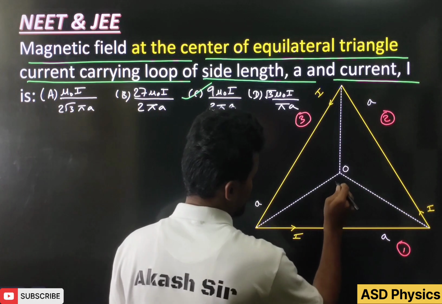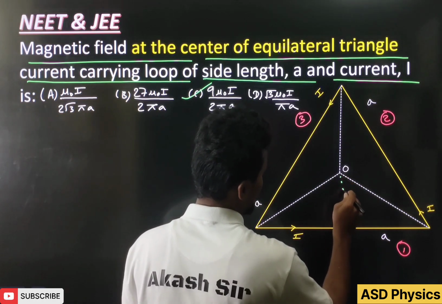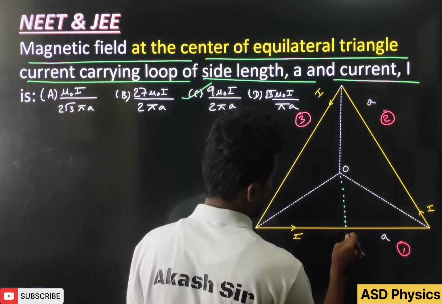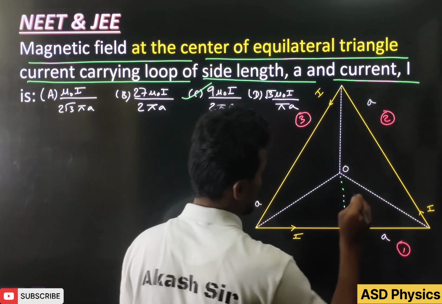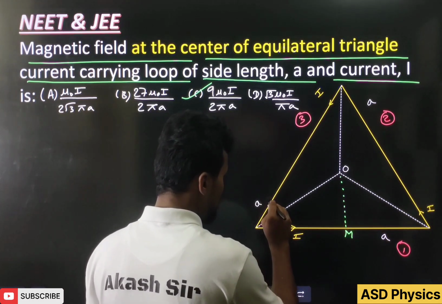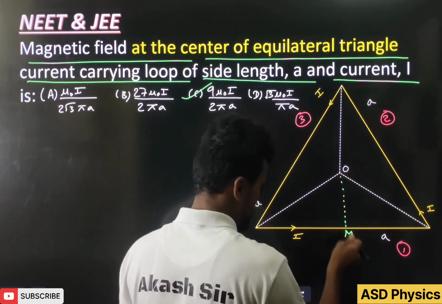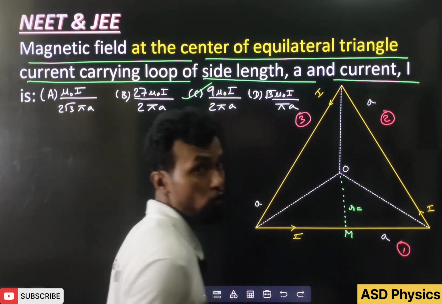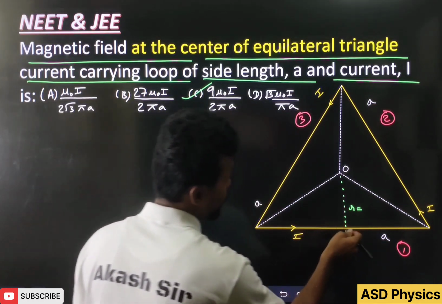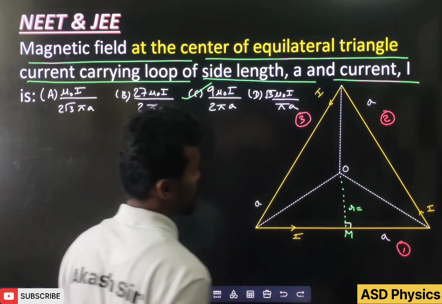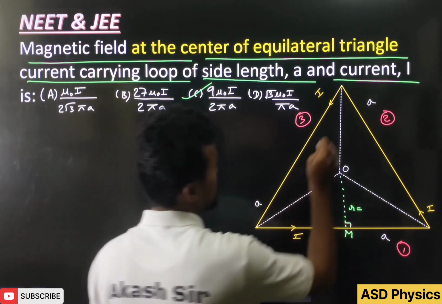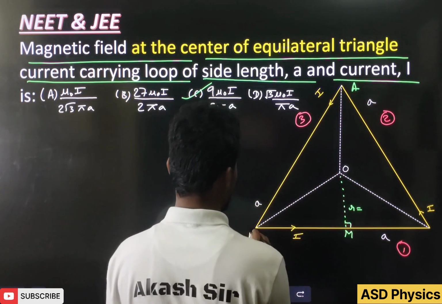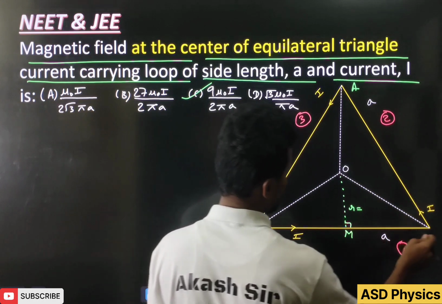Let's take the easy section, section 1. Students, I will draw one perpendicular here, and let's take this as point M. First let's talk about this perpendicular distance, because we want the distance OM. Now OM is the R, the perpendicular distance from the wire to the observation point. Let's take this as A, this as B, this as C.